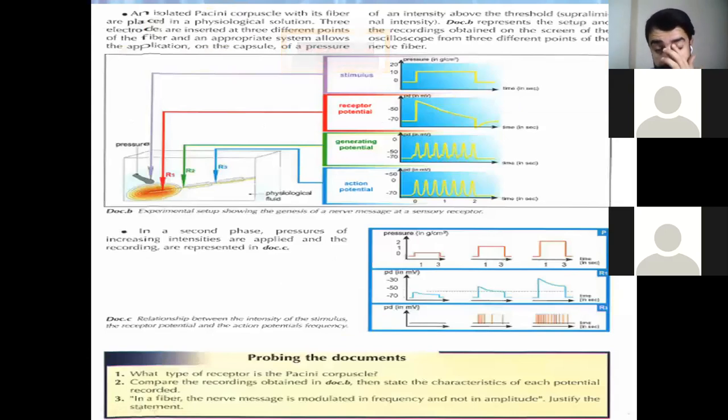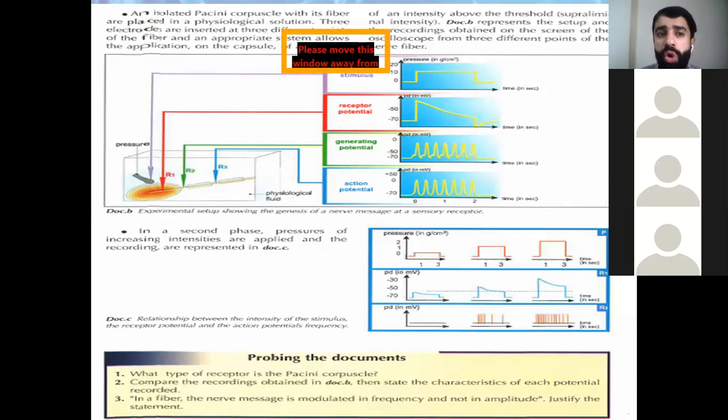An isolated Pacini corpuscle. Please, all of you have to pay attention here, because here we start the experiment and the explanation will start in this slide. An isolated Pacini corpuscle with its fiber is placed inside a physiological solution. Three electrodes are inserted at three different points on the nerve fiber, and an appropriate system allows the application on the capsule of a pressure of an intensity above the threshold. It is called supraliminal intensity, which is above the threshold.